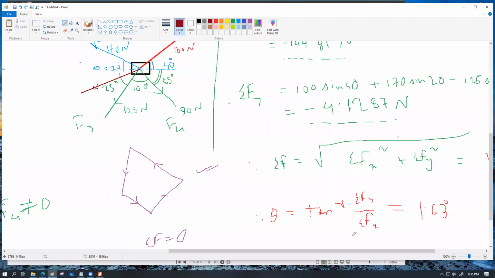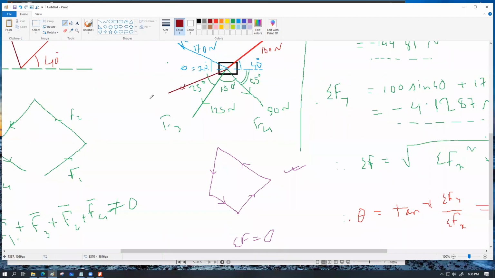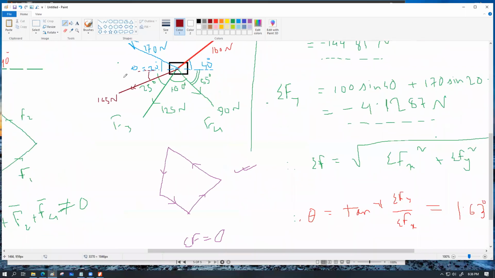The value of this resultant is supposed to be 145 newton. So let me just write that. This is 145 newton, and the angle it produces with the native x-axis, how much is this? 1.63 degree. If you want to write these two pieces of information in words, you can write it like this. I'm telling you the sentence: the resultant of these forces is 145 Newton, which works at 1.63 degree angle north of west.